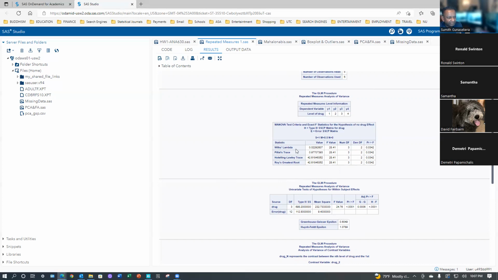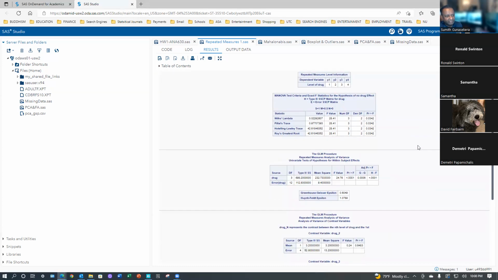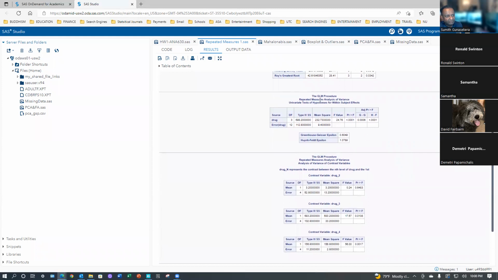So you have seen these parameters. We have to discuss them a little bit, one by one. These are multivariate; the univariate one is not being displayed. See, multivariate one not being displayed. This one, repeated measure, univariate test of the hypothesis within the subject effects.